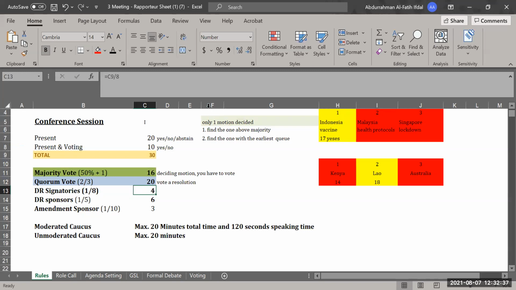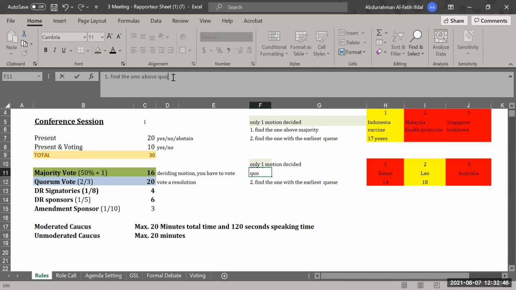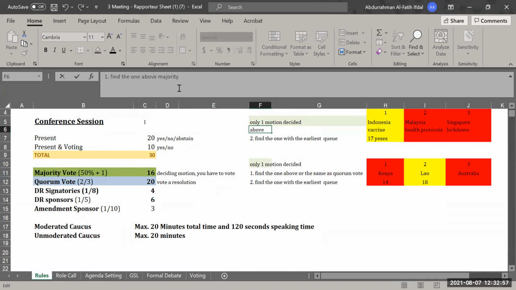So that's the same rules. Again, we have to find the one above quorum vote. Above or the same. Same one with this one. Above or the same.